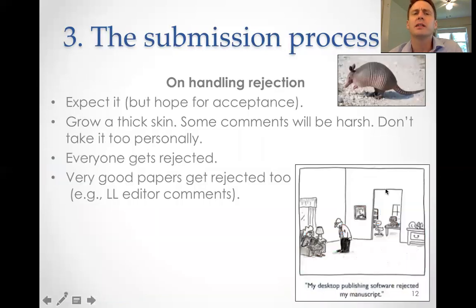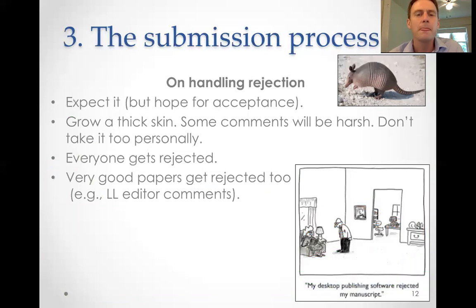So on rejection, I want to say a few ways to approach it in a healthy way. First of all, expect it. It happens. Of course, you're hoping for acceptance, but expect that some rejection is going to happen. Not every time, but it will happen, and that's okay.